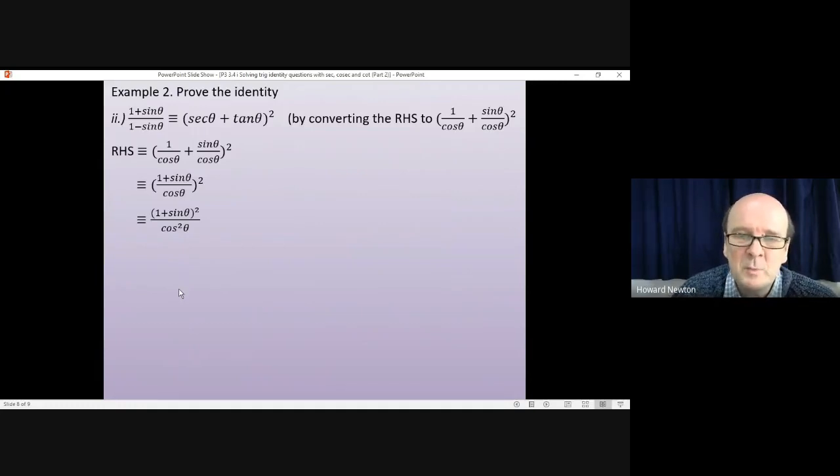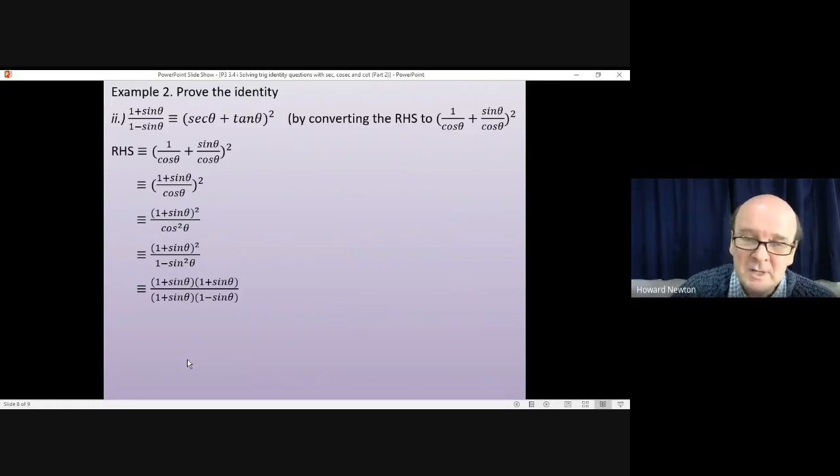Now the reason for that will become clear later on, but it isn't obvious at this point that it's best to do it. Cos squared theta, well, I can use the identity that cos squared is the same as 1 minus sine squared theta, so that might be a helpful thing to do. And then 1 minus sine squared, like on the last example, that's the difference of 2 squares. So I can write that as 1 minus sine theta times 1 plus sine theta. And the top I'll break into 2 parts as well.